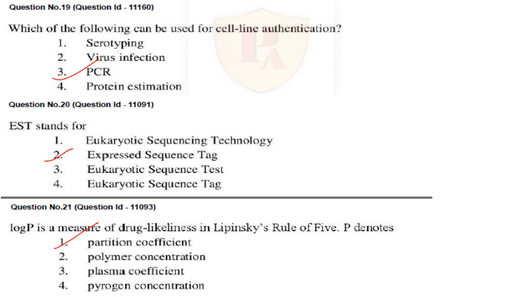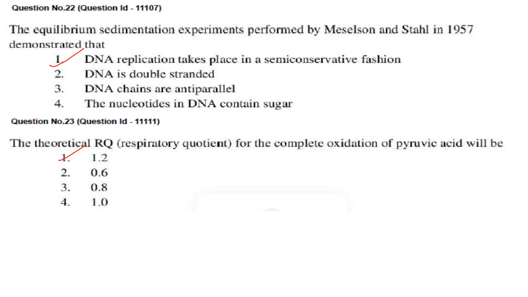Answer is option 2. Then log P is a measure of drug likeliness in Lipinski's rule of 5. What does P denote? Lipinski's rule of 5 helps in distinguishing between drug-like and non-drug-like molecules. So the P here represents the partition coefficient. Answer is option 1. Then next one. The equilibrium sedimentation experiments performed by Meselson and Stahl in 1957 demonstrated that DNA replication takes place in a semi-conservative fashion. Answer is option 1.